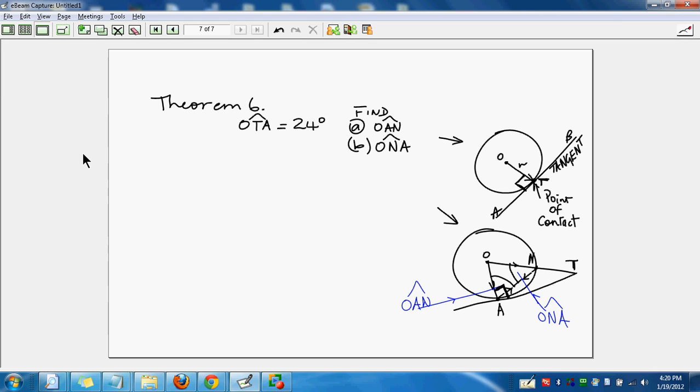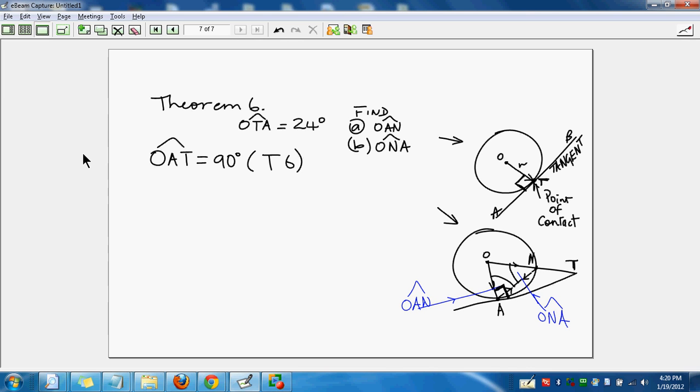If you consider, you just write in OAT, that angle that I just identified there, O to A to T, that must be equal to 90 degrees. And the reason for that, I'm just going to write T6, which means theorem 6, right? Because OA is a radius and AT is a tangent. And theorem 6 says that the angle between those two is 90 degrees. So that's why we can say that.